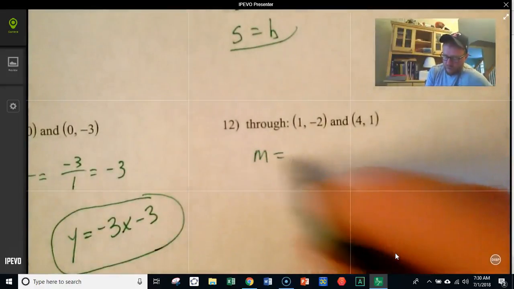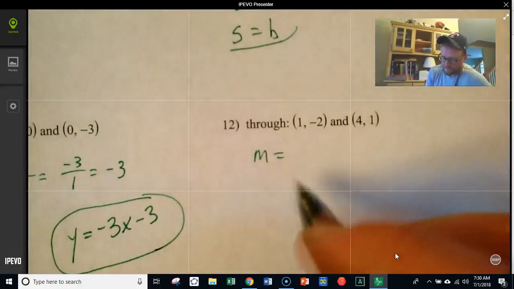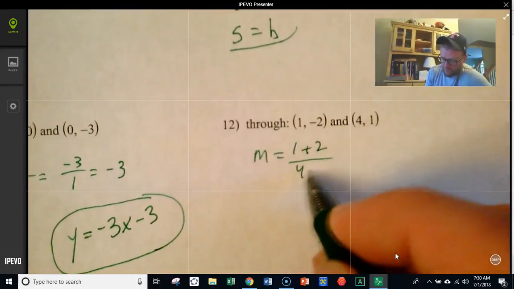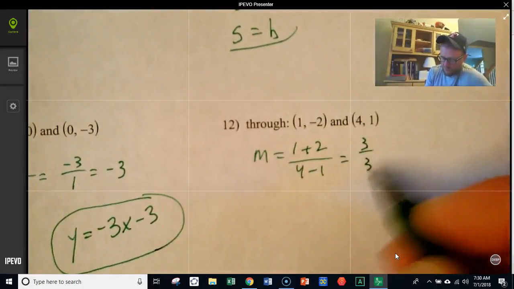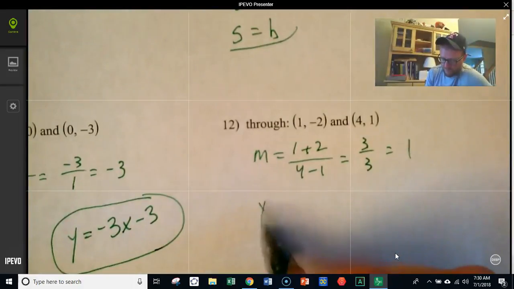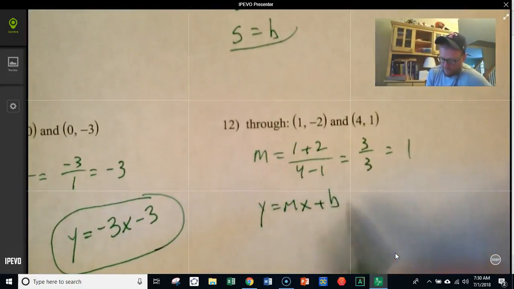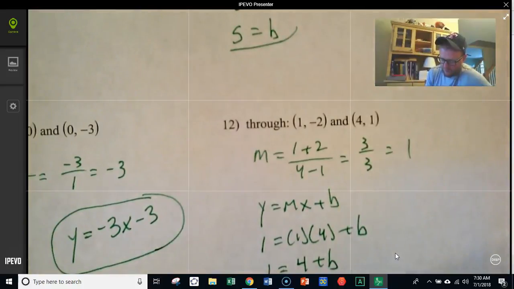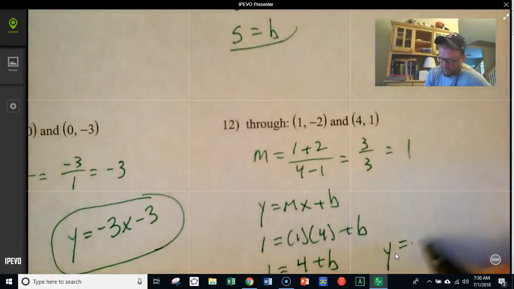Here, m equals 1 minus negative 2, which is like 1 plus 2, and 4 minus 1. So that's 3 over 3, which is 1. Y equals mx plus b. Now I'll pick this point over here. 1 equals 1 times 4 plus b. 1 equals 4 plus b. Negative 3 equals b. Y equals, we don't have to put in the 1, x minus 3.